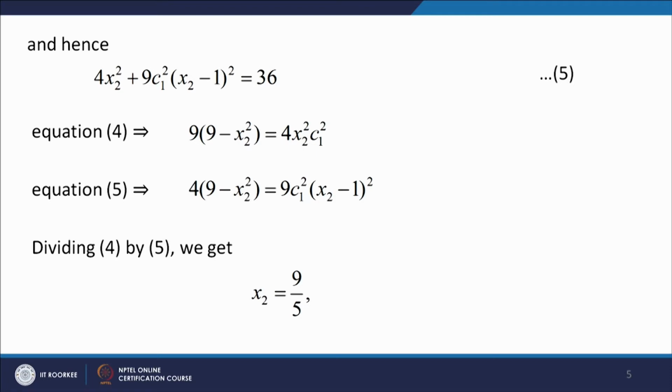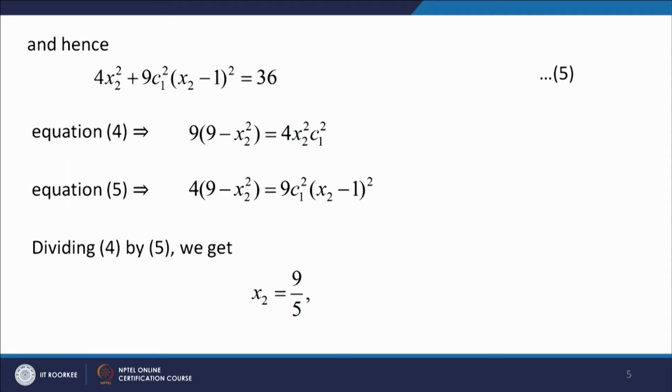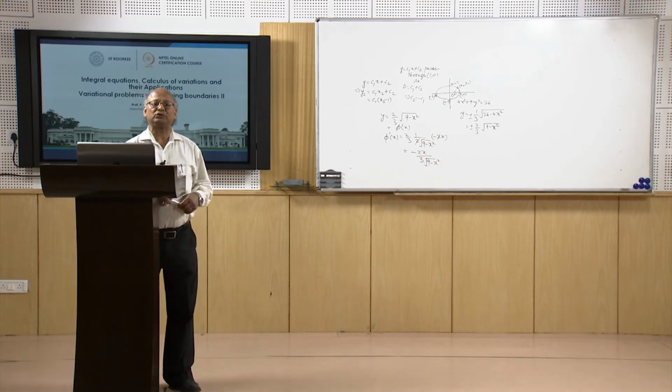Now the equation 4, on squaring both sides gives you 9 times (9 minus x2 square) equal to 4x2 square into c1 square, and equation 5 is 4 times (9 minus x2 square) is equal to 9c1 square into (x2 minus 1) whole square. So if you divide these two equations and simplify, you get x2 equal to 9 by 5. We are taking the positive value of x2 here. If you take the negative value of x2, the corresponding value of y2 that you get will not give you the shortest distance. So we are taking x2 equal to 9 by 5.